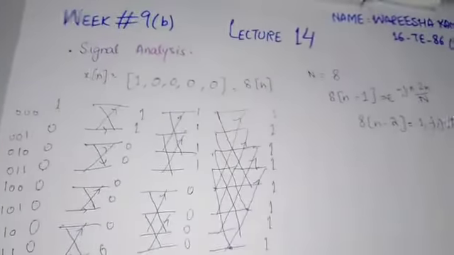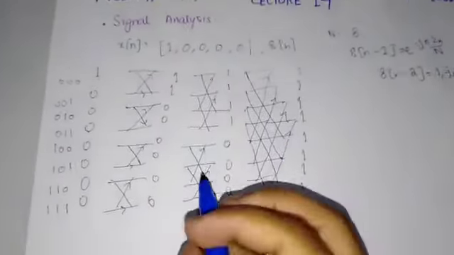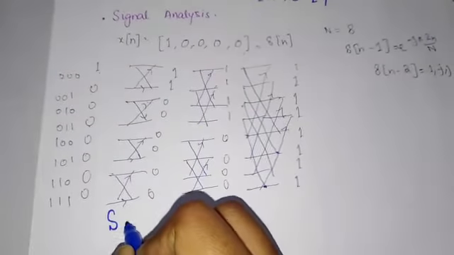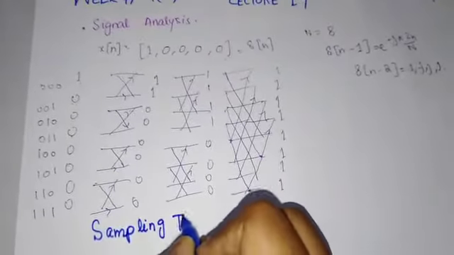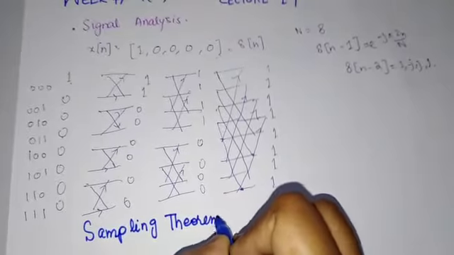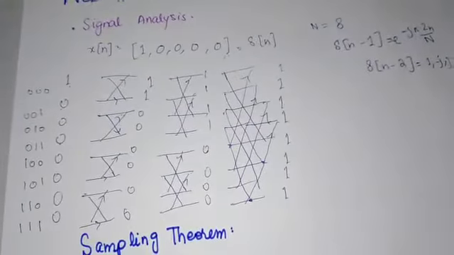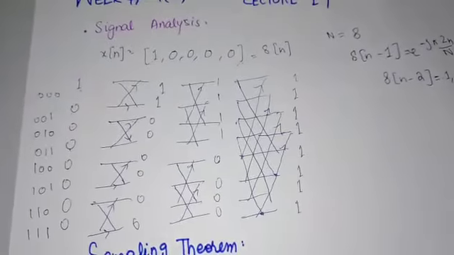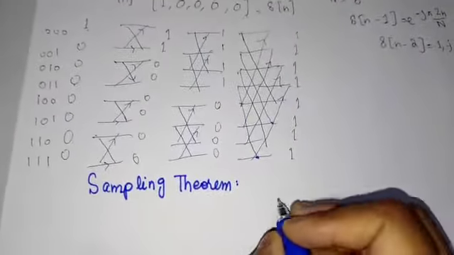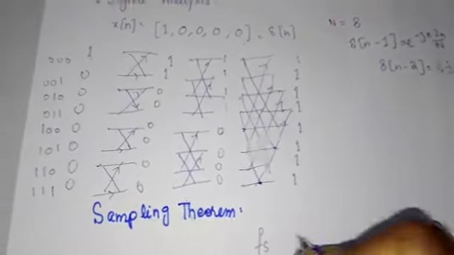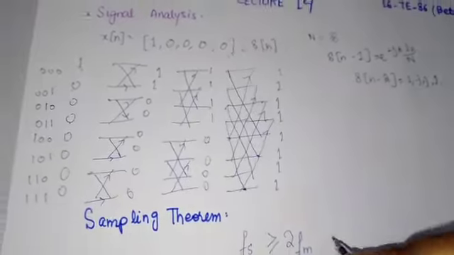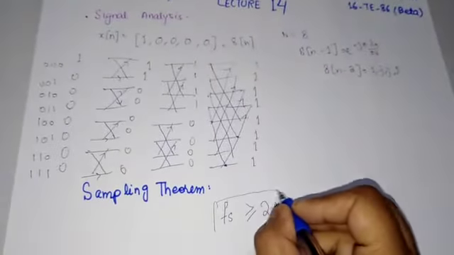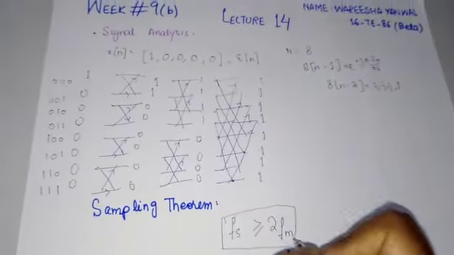Next is the sampling theorem. What is the sampling theorem? The sampling theorem is stated as: the sampling frequency must be greater than or equal to twice the maximum frequency. This is the statement of the sampling theorem.